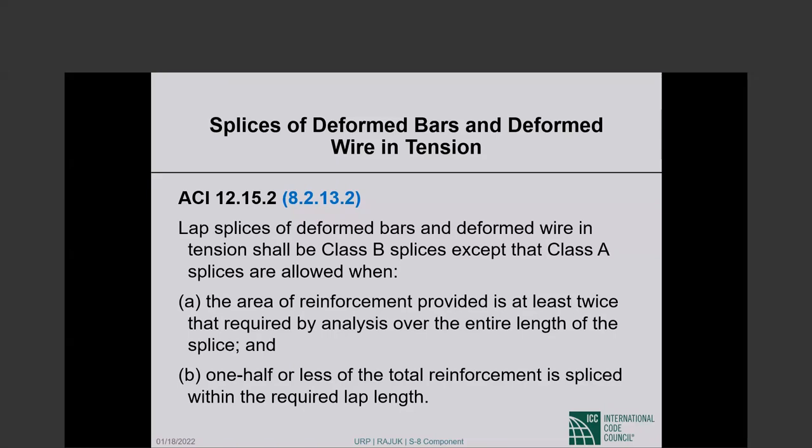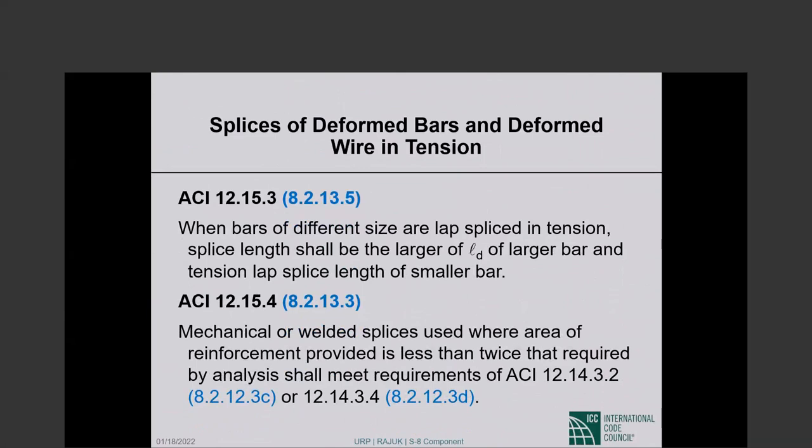If you have 6 bars, you cannot splice more than 3. So you must have at least twice as much reinforcement as is required by analysis, and you cannot cut off more than half the bars within the lap length. If you satisfy both conditions, you have a class A splice. Otherwise, you have to use a class B splice, 1.3 times development length.